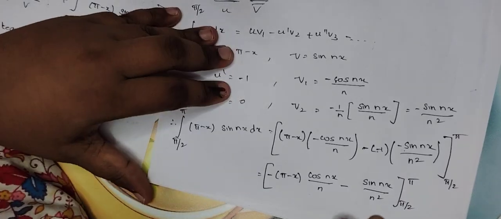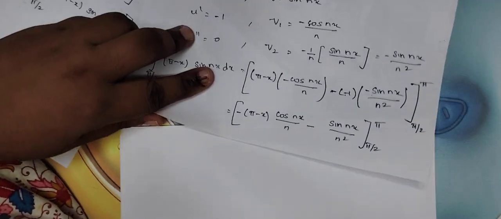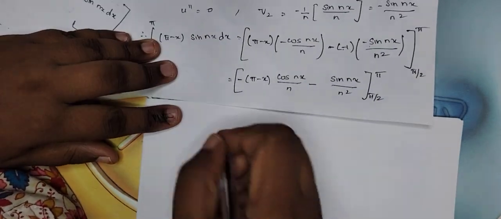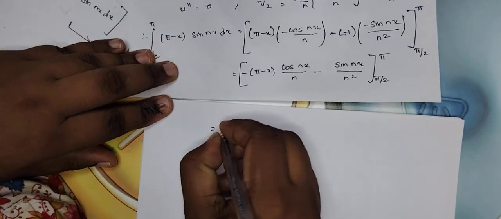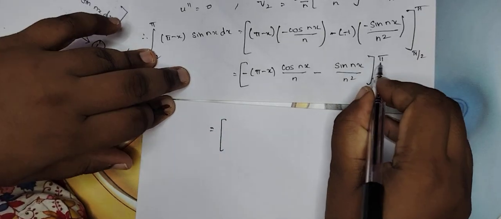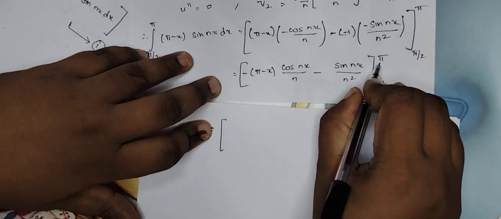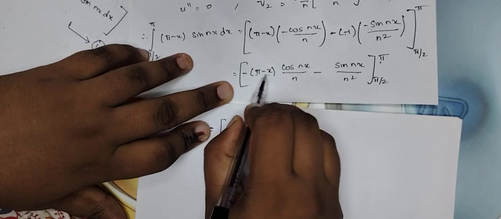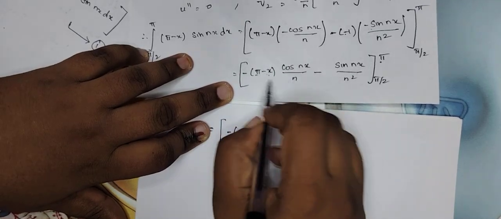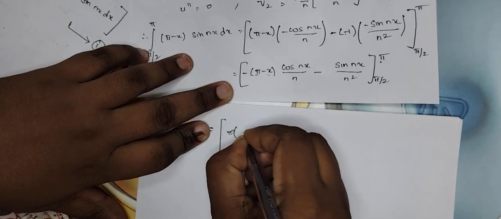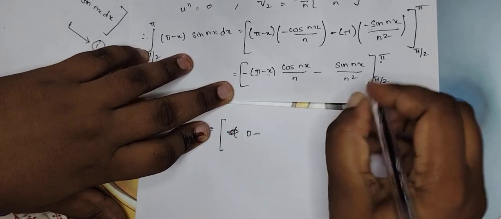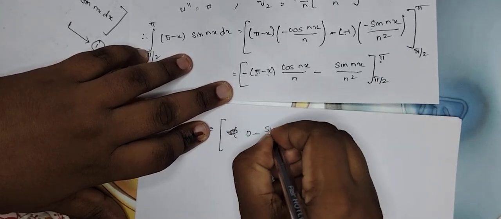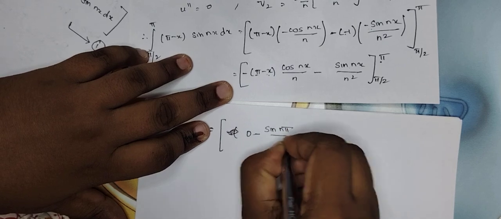Okay, now I'm going to apply the upper limit and then the lower limit. So upper limit minus lower limit. So this is equal to, first, in place of x, I'll substitute the value of pi. So this is minus of (pi minus pi). Pi minus pi is 0, so the whole term will become 0. So this is 0 minus sine n pi by n square.